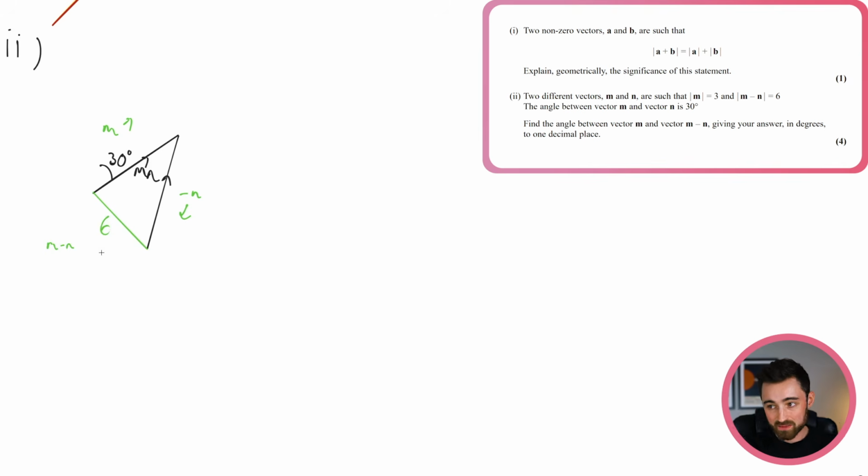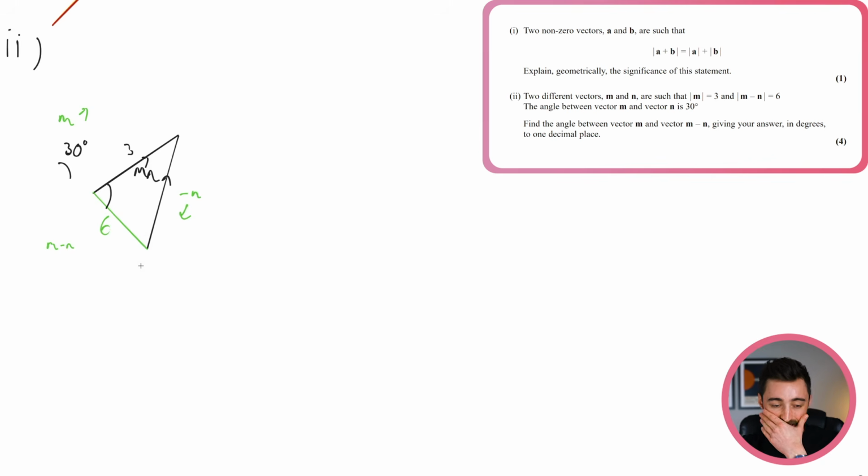Okay, so we're getting a bit of a situation on the go, aren't we? Because we know the size of vector m is 3, so this is going to be 3. Just going to move this out of the way for a second. So I've got 3, 6. And what is the angle that I want in this case? The angle that I want is the angle between m and m minus n. So that's going to be this, right?